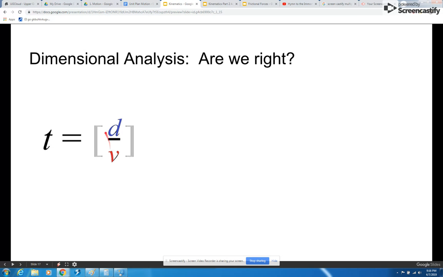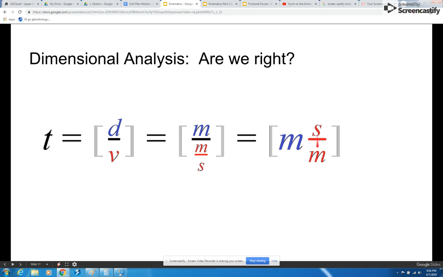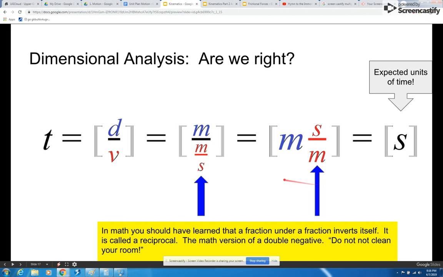So if this is true, the square brackets mean our dimensions again. Distance is measured in meters. Speed is measured in meters per second. This will be rearranged like this and give us seconds. If you're unsure about the rearrangement, remember in math class, if you divide by a fraction, you invert and multiply. This is called a reciprocal. So the meters will cancel. You'll be left with units of seconds.